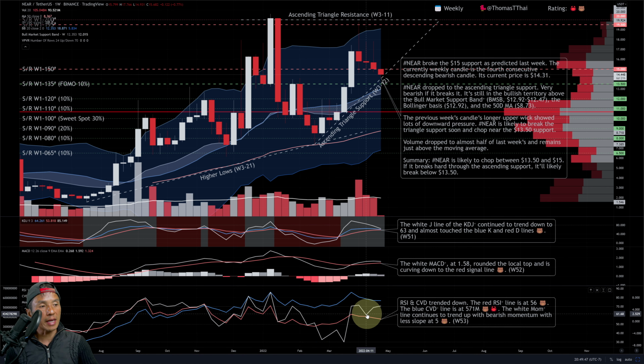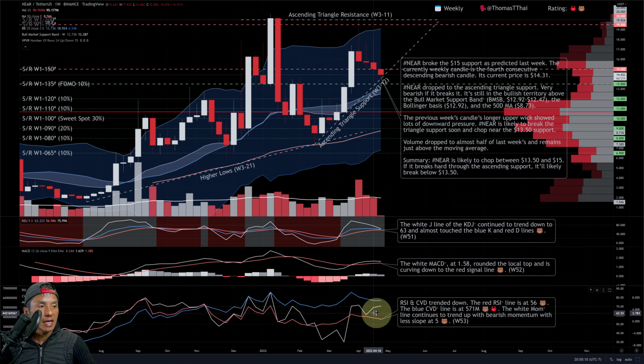The white momentum indicator is increasing for the second week in a row. However, that's bearish momentum. So just because momentum's increasing doesn't mean it's bullish. It's just bearish momentum. It could be both, but you've got to decide based on the various other patterns. And the MOM is currently at 5.